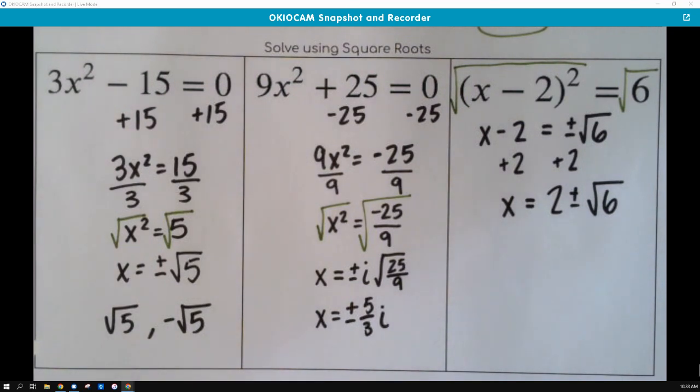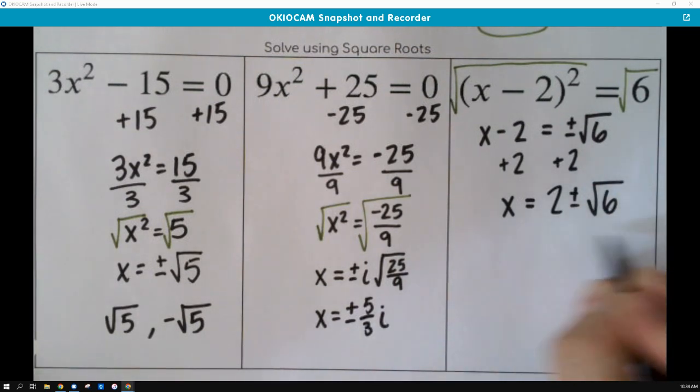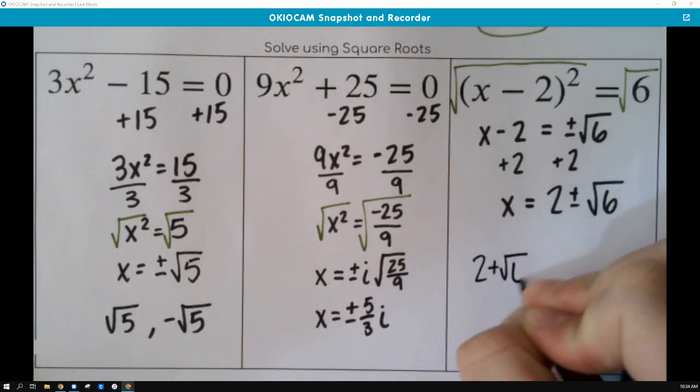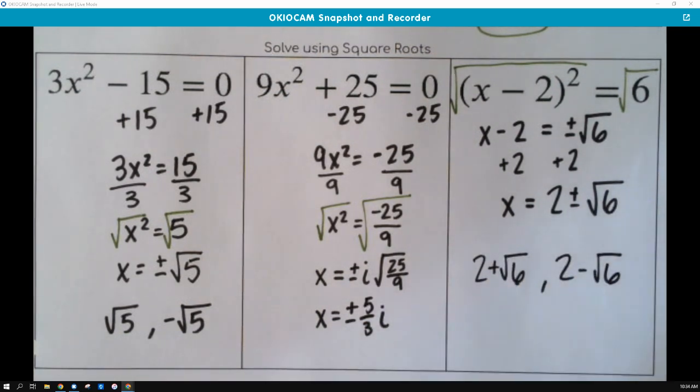Okay. Any questions right now? Yes. I'm logging in right now to check to see whether this is acceptable or you need to put 2 plus square root of 6 and 2 minus square root of 6. Let me go check. Checking now.